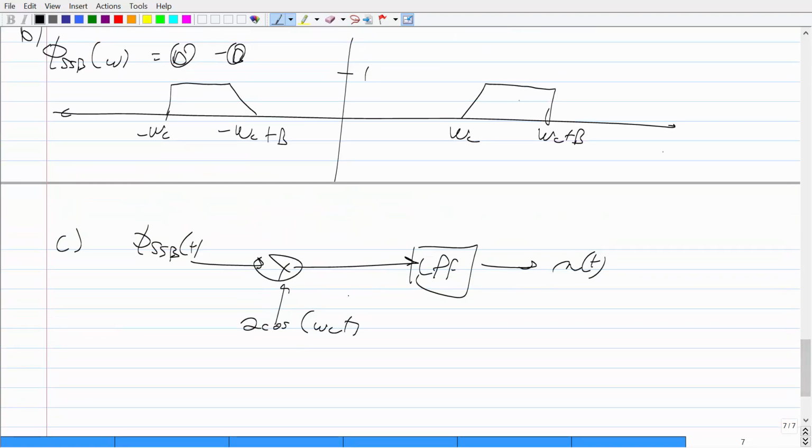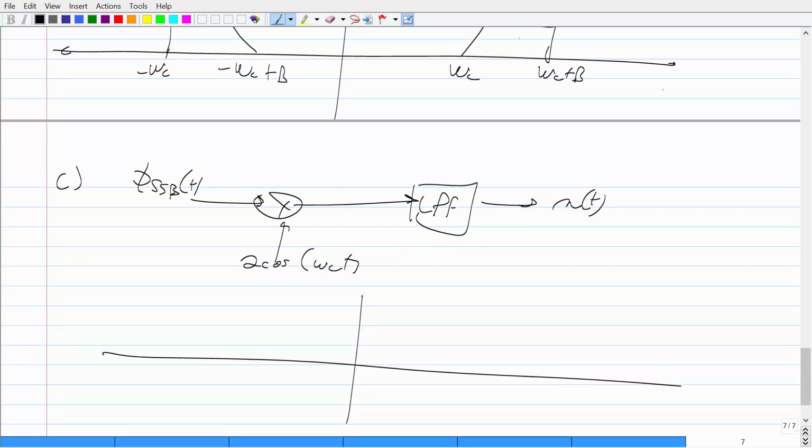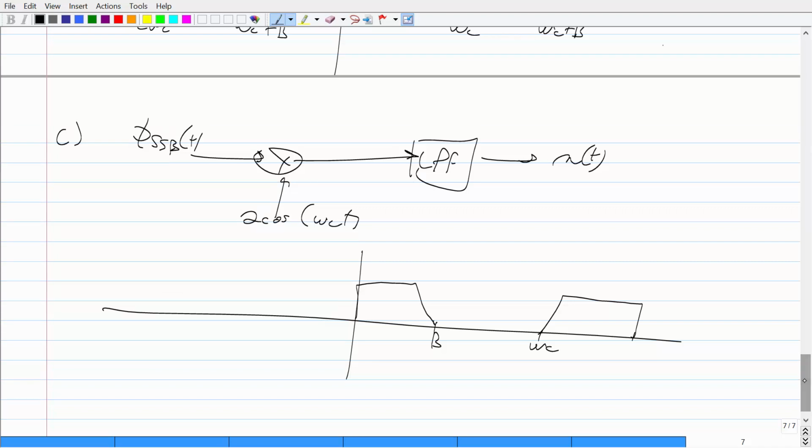So if you were to multiply by 2 cos, what's going to happen is that you're going to get 2 copies that are shifted to the left and to the right. So you're going to get 1 copy over here. This is B, and this is omega C, and then this is shifted over. So this becomes 2 omega C and 2 omega C plus B. And then you get 1 more copy over here.